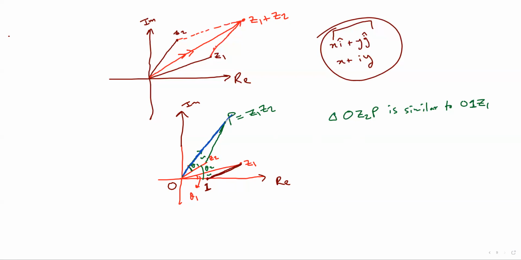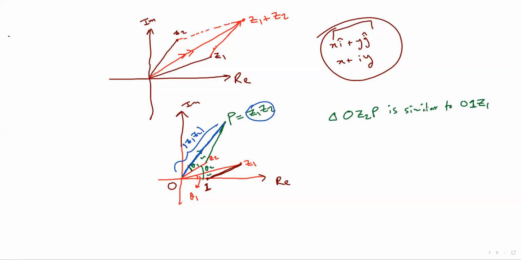Maybe it should be on the extension of the blue line. I'm saying green line mistakenly, it's the blue line. So the number Z1 Z2 must be somewhere on the blue line, maybe on its extension. All the complex numbers having argument theta1 plus theta2 are situated on this blue line. That is why Z1 Z2 must be somewhere along this length. All we have to prove now is that this length is the modulus of Z1 Z2. If we can do that, we can confirm that P is actually Z1 Z2.